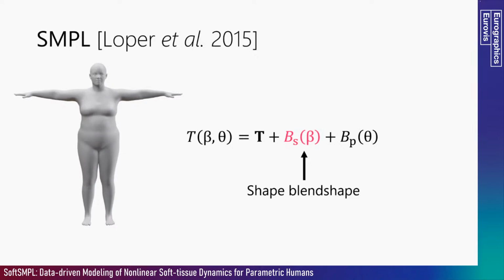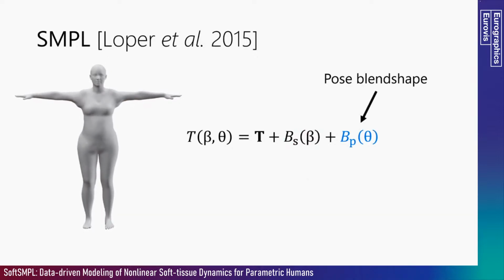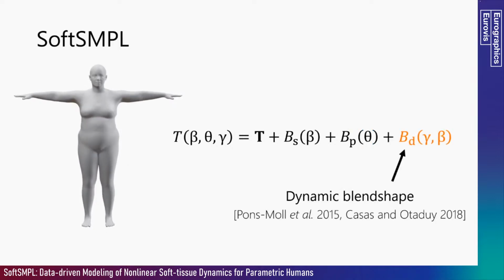The shape vector beta has 10 coefficients, but in our work we only use the one that is more correlated with the amount of soft tissue. The second blend shape uses the pose coefficients to generate some offsets that correct the artifacts of linear blend skinning. Our method extends the parametric template with an additional term, called the dynamic blend shape, which will produce some displacements as a function of a motion descriptor gamma and the vector of shape coefficients beta.